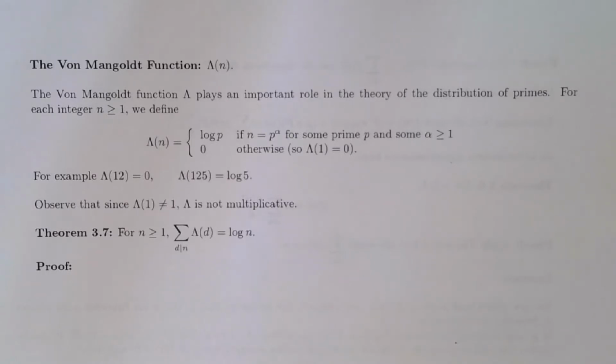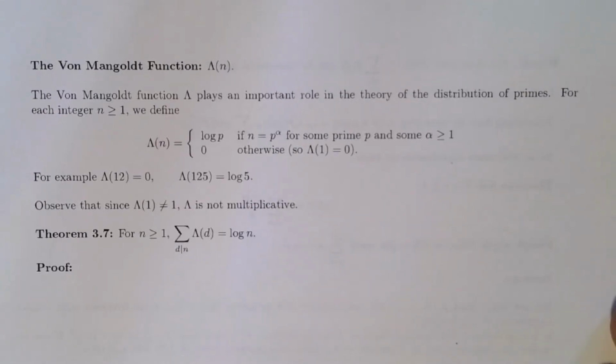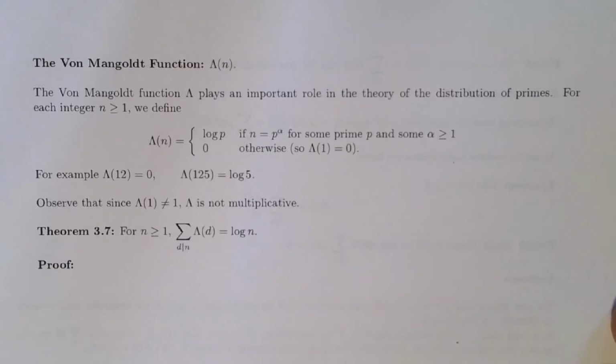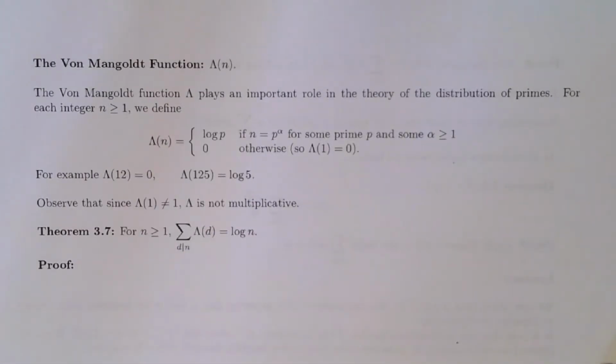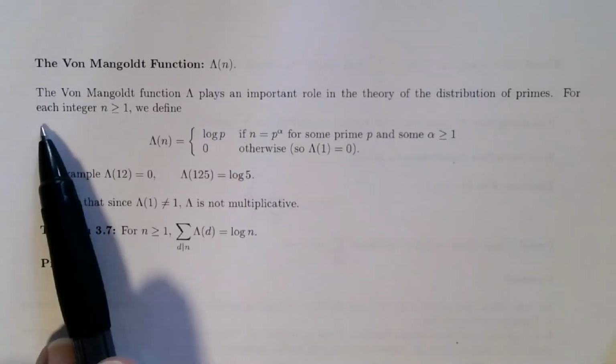This one is very, very central to looking at the distribution of prime numbers and analytic number theory, but in some sense it's a bit of an outlier in that it's an example of an arithmetic function which is not multiplicative, in fact. However, it's going to play an important role later on in the theory of the distribution of prime numbers, and we define it as follows.